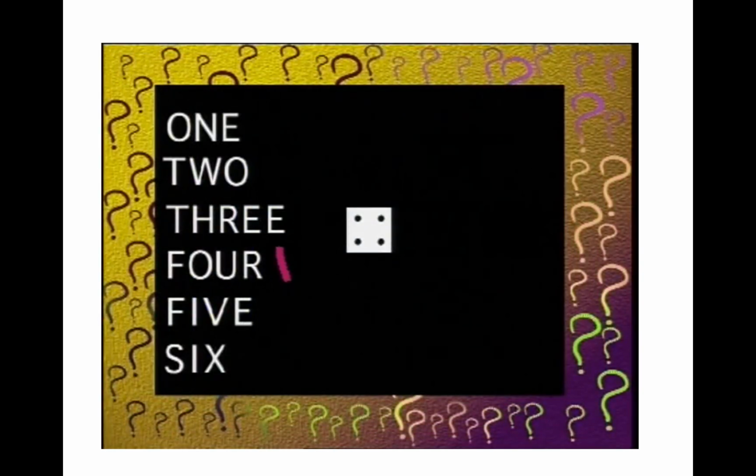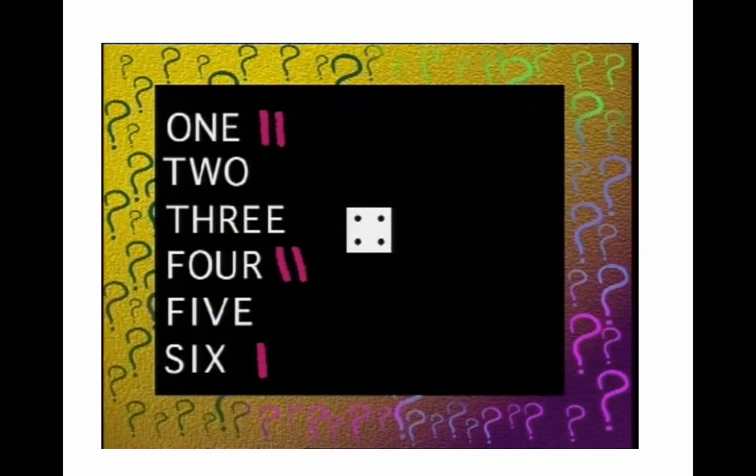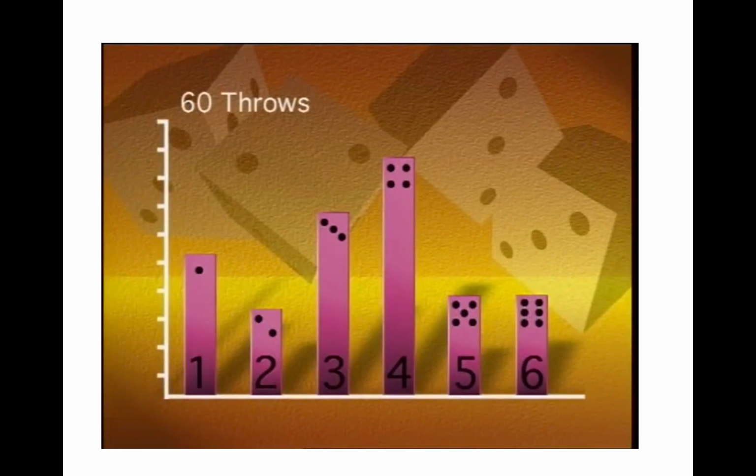We can test our prediction by keeping a tally to show how often each number comes up. Here's our results after rolling the die 60 times, displayed as a column graph. After 60 rolls, number 4 came up the most, while number 2 came up the least.